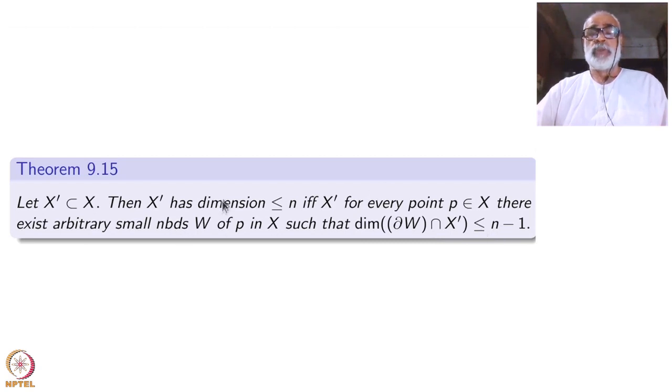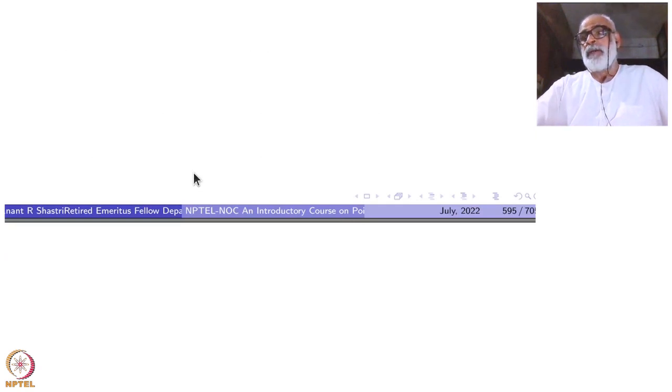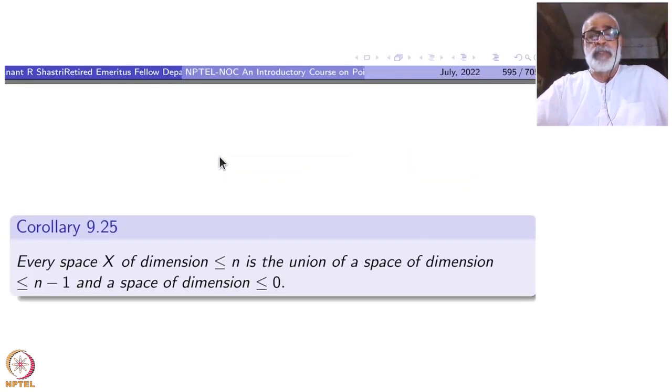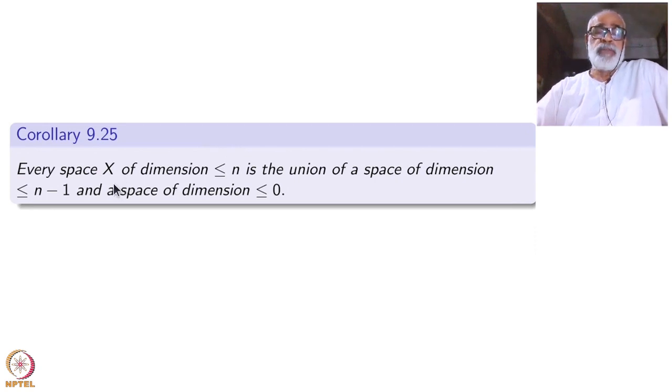So this is the theorem that we have used there. Thus, for ready reference, we state the condition Cn as a corollary, because we have proved that An implies An minus 1 implies Cn. It is not just a subsidiary statement inside the proof, so let us state it separately. Every space X of dimension less than or equal to n is the union of a space of dimension n minus 1 and a space of dimension less than or equal to 0.